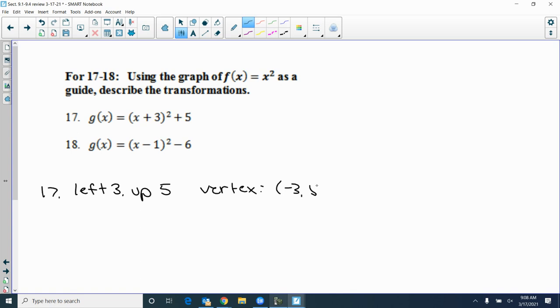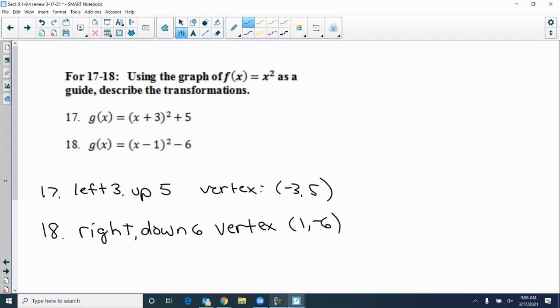Negative 3, 5. And then for 18, okay, Zane? Right 1, down 6. And my vertex, Zane? 1, negative 6. Good. 1, negative 6. All right, we good there? Last one. Let's get through that one.